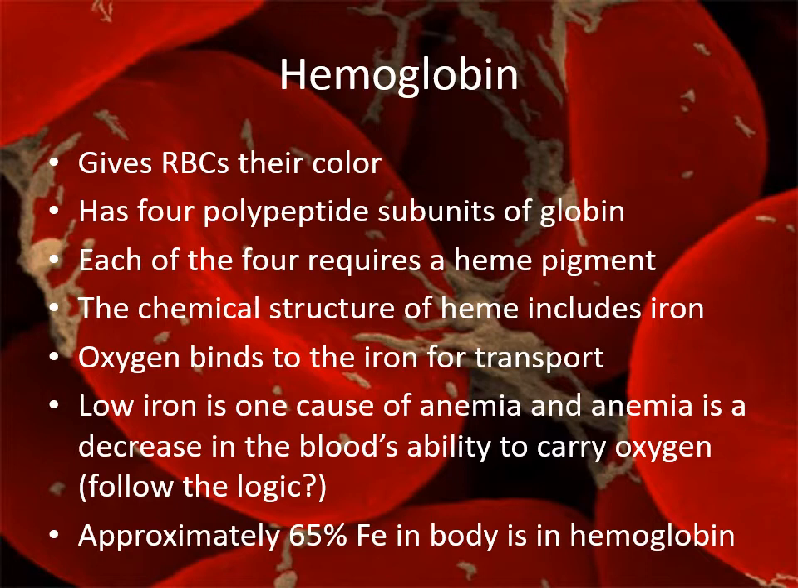Low iron is one of the causes of anemia, and anemia is a decrease in the blood's ability to carry oxygen. Follow the logic, not enough iron, so therefore not enough oxygen. Approximately 65% of all the iron in your body is found in hemoglobin.